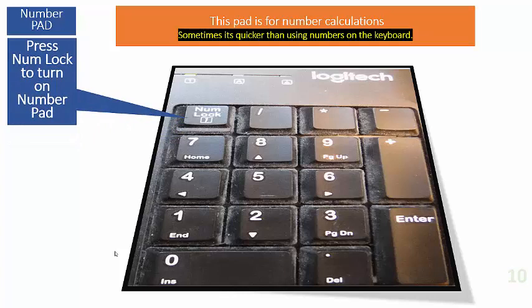Now, this pad is for number calculations. Sometimes it's quicker than using numbers on the keyboard. That's on the alphabet keyboard. You press the number lock to turn on the number pad. There it is.